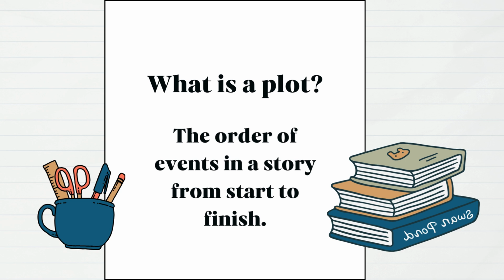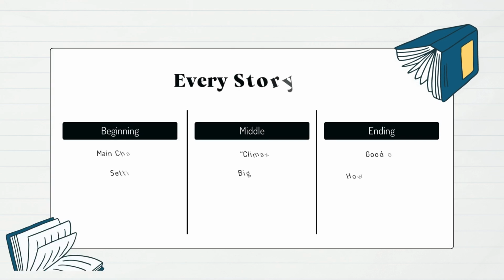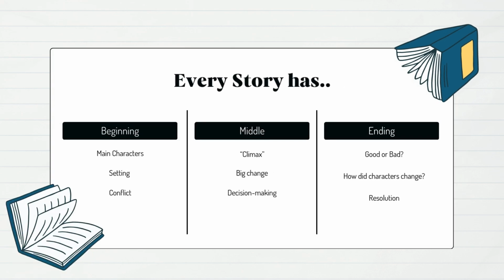Now, there are certain elements of plot that we're all going to learn about today. These three elements are ones that you probably are very familiar with. Every good story has a beginning, a middle, and an ending. Usually in the beginning of a story, we'll learn about the characters, usually the main characters. We'll learn about who they are, what their goals are, and where they're from.